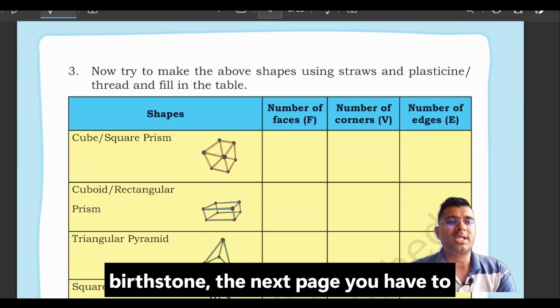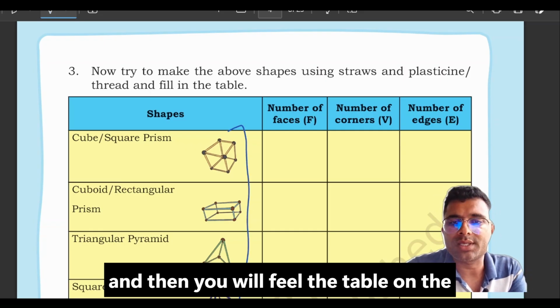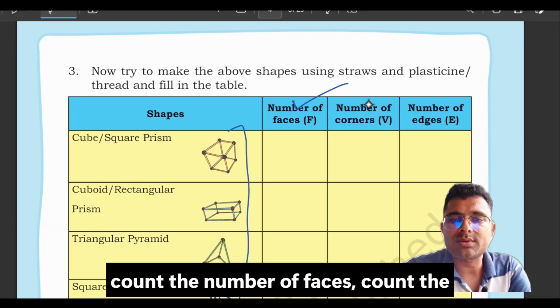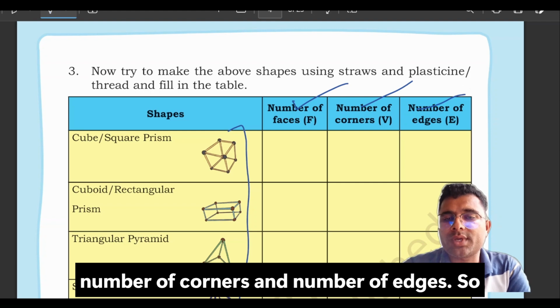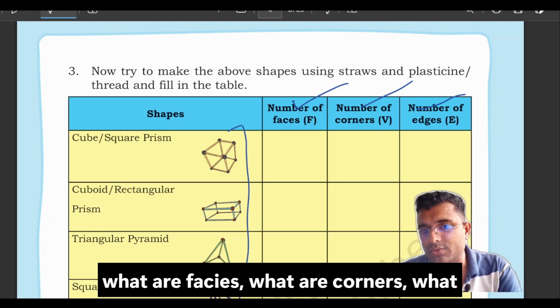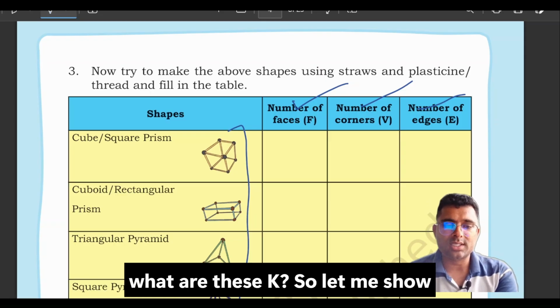After this, bachcho, on the next page you will try to make these models, and then you will fill the table on the basis of the model made by you. You have to count the number of faces, the number of corners, and the number of edges. So the first question that arises in your mind is, what are faces, what are corners, what are edges? Let's see, bachcho, what these are.